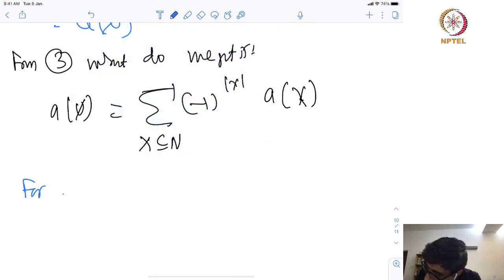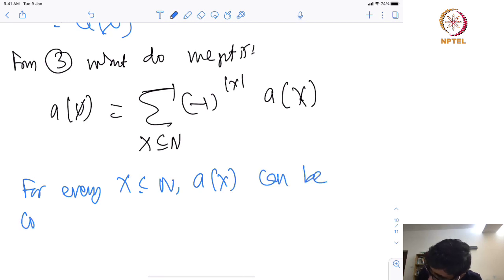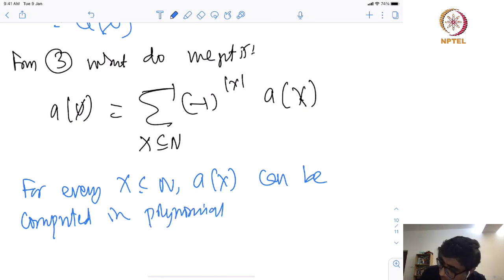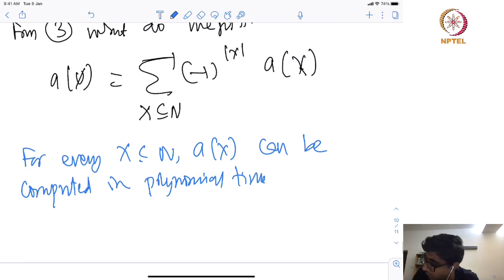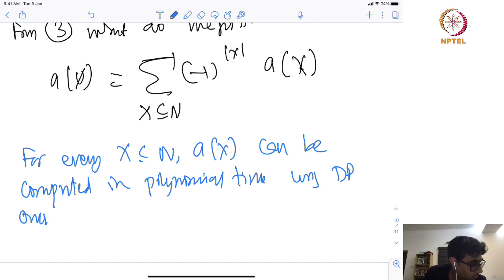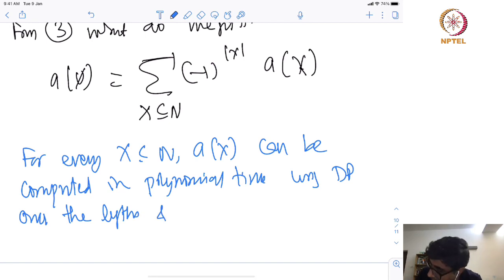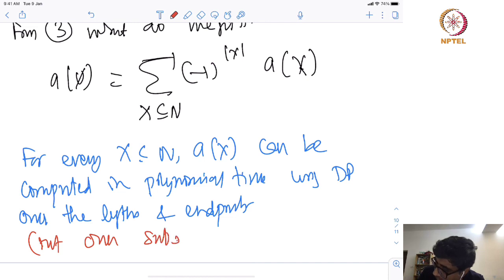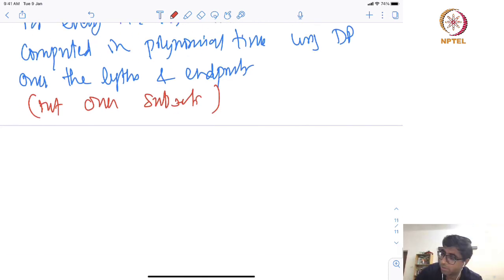So, how will we do this? For every x subset of n, A of x can be computed in polynomial time. We will see in a minute, very simple dynamic programming, using dynamic programming over the lengths and endpoints, not over subsets. That is an important point, not over subsets. Okay. So, let us see what I mean by this.